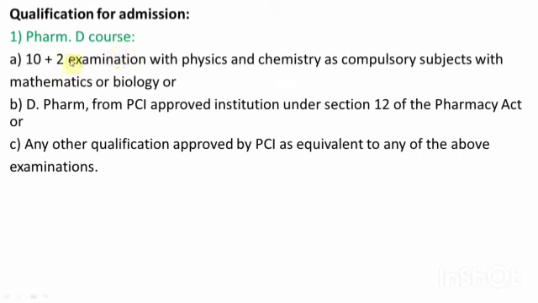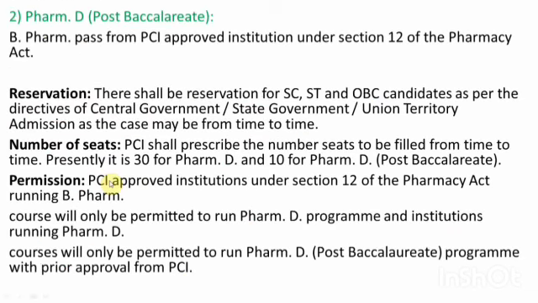Next, qualification for admission. For PharmD course, 10+2 examination with physics, chemistry as compulsory subjects with mathematics or biology. Then D.Pharm from PCI approved institution under section 12 of the Pharmacy Act or any other qualification approved by PCI as equivalent to any of the above examinations. Then PharmD post-bachelorate, that is B.Pharm pass from PCI approved institution under section 12 of the Pharmacy Act.